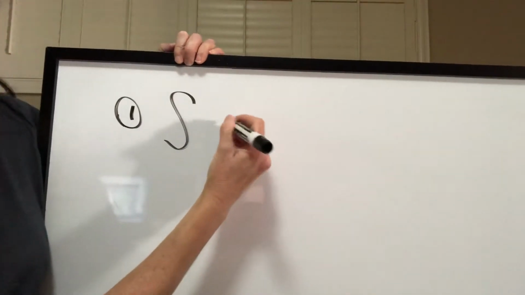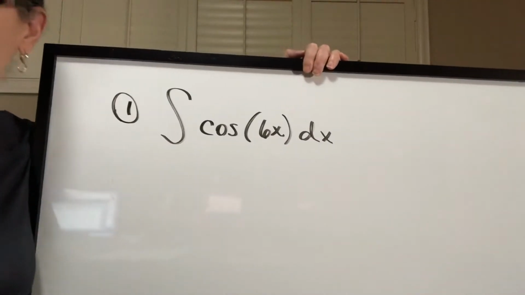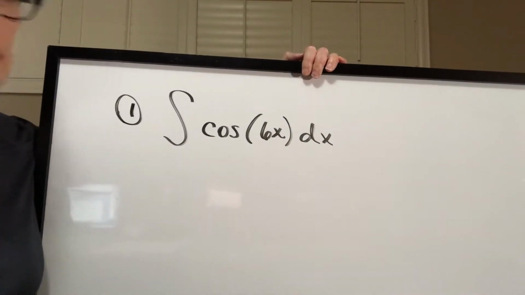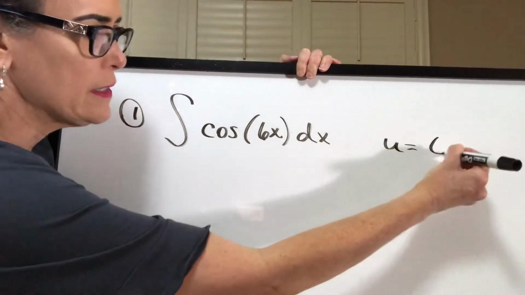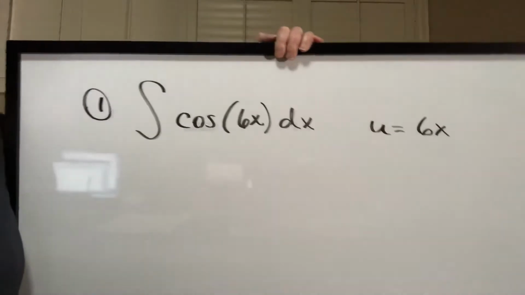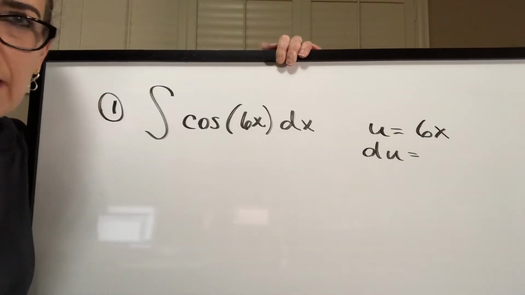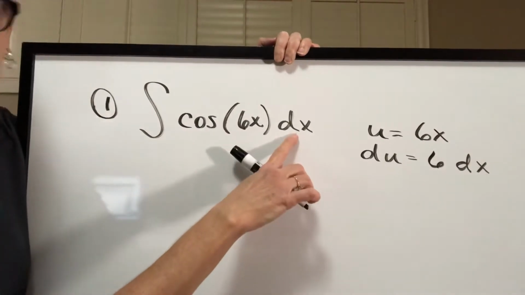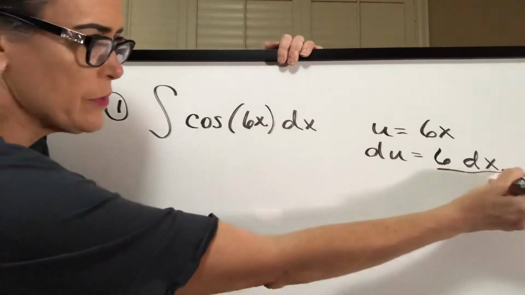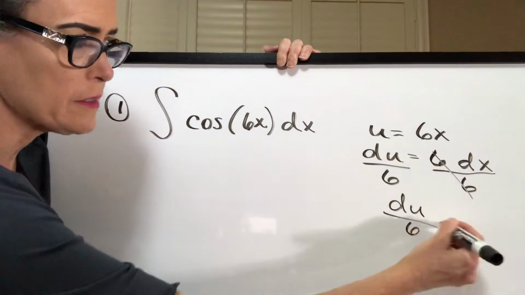So number 1, we have the integral of cosine of 6x dx. We are still looking at u substitution, and you're going to look for whatever's inside the parentheses. In this case, it would be 6x, and say that that is your u. Then you're going to take the derivative of that. So du equals 6 dx. Now remember, the goal is to have something to substitute in for dx. So we would divide both sides by 6. That will cancel the 6's, so you'll have du divided by 6 is dx.